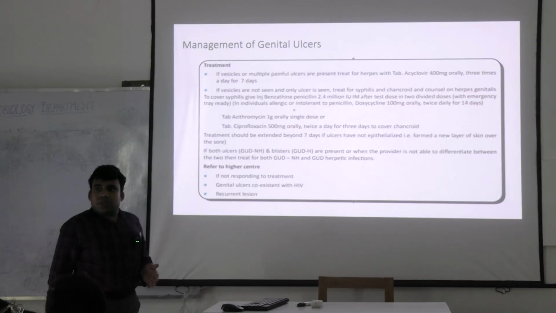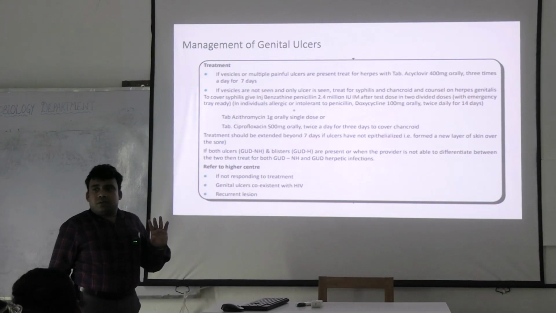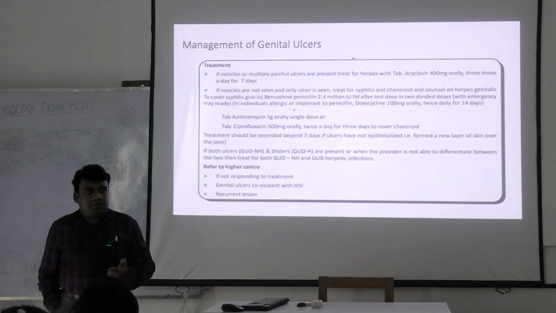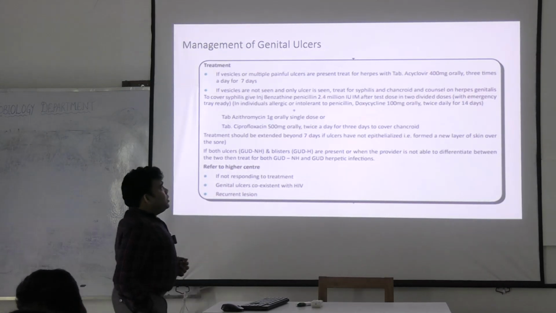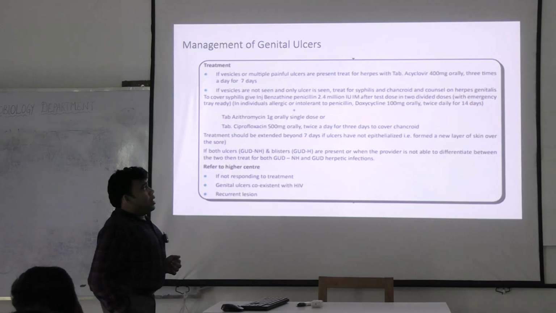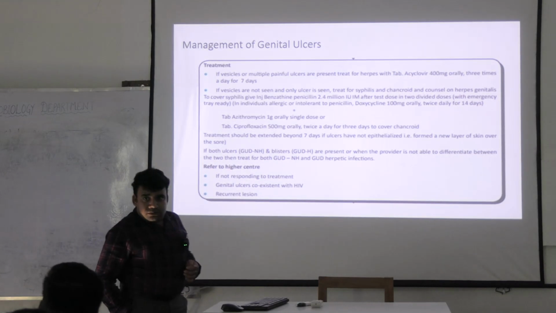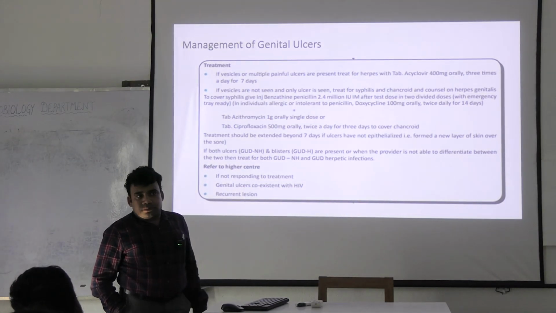non-herpetic, syphilis could be there, something else could be there, then we need to give, for syphilis we have to give benzathine penicillin. Dose is about 2.4 million units IM, repeat after 7 days. Along with that, we need to give azithromycin. It will take care of both LGV and chancroid. ঠিক আছে?